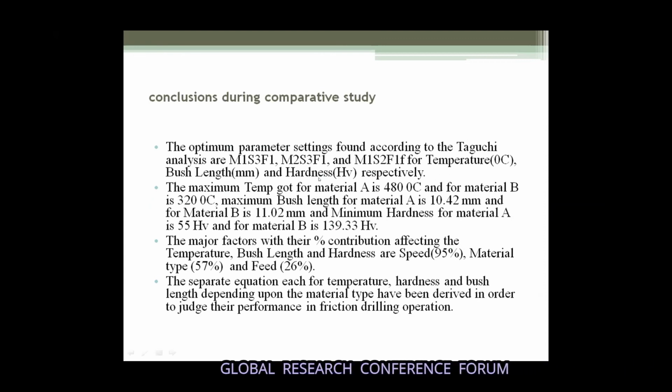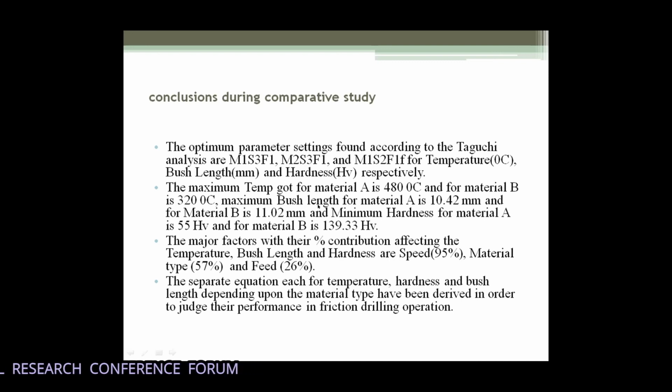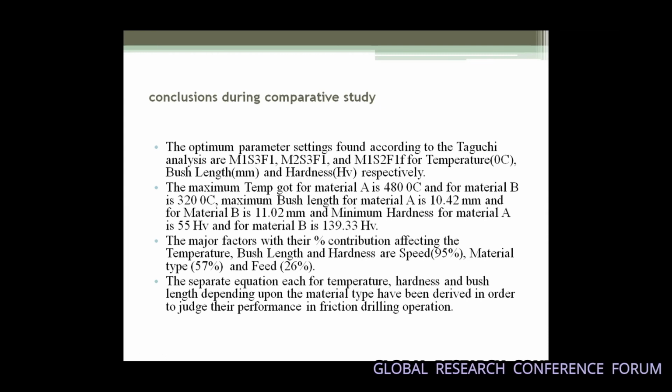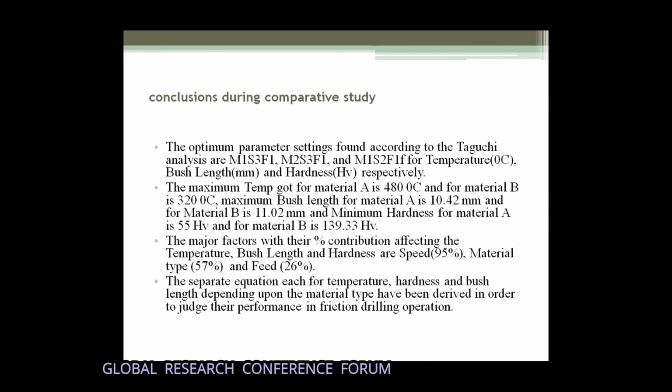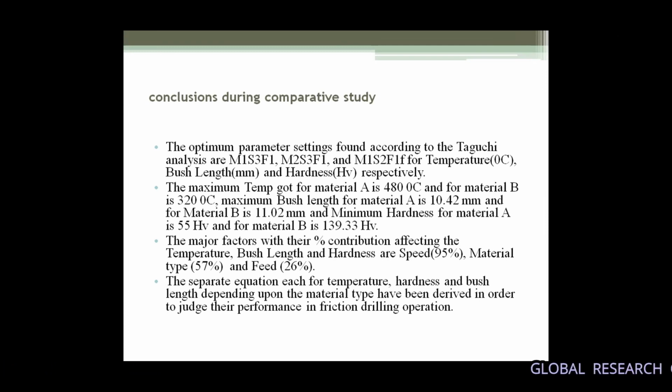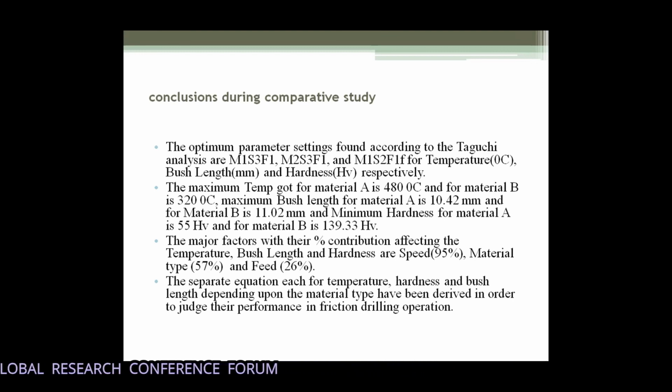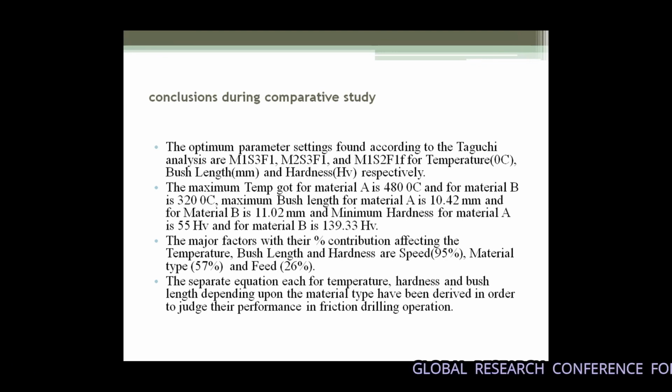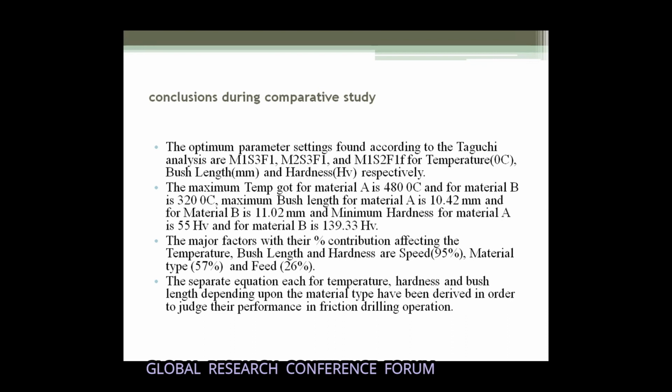Then for temperature, bush length, and hardness respectively, the maximum temperature for material A is 480 degrees Celsius, and for B it is slightly less than that of the first material. The maximum bush length for material A after the number of trials is 10.42 and for material B is 11.02. The maximum hardness for A is 55 HP and for material B is 139 HP.